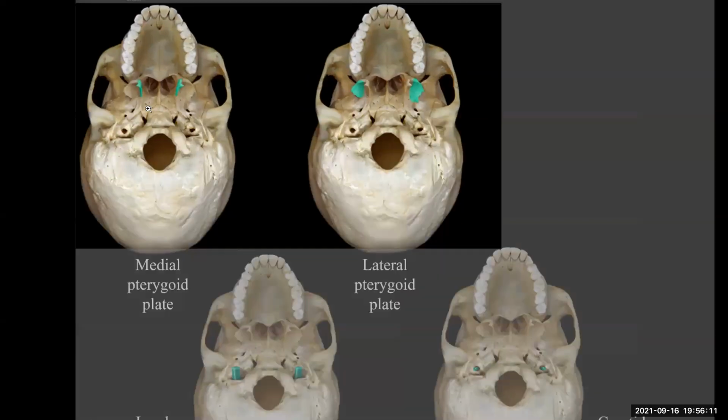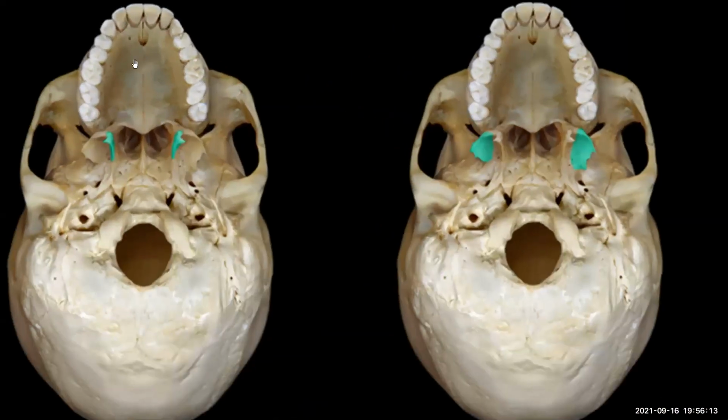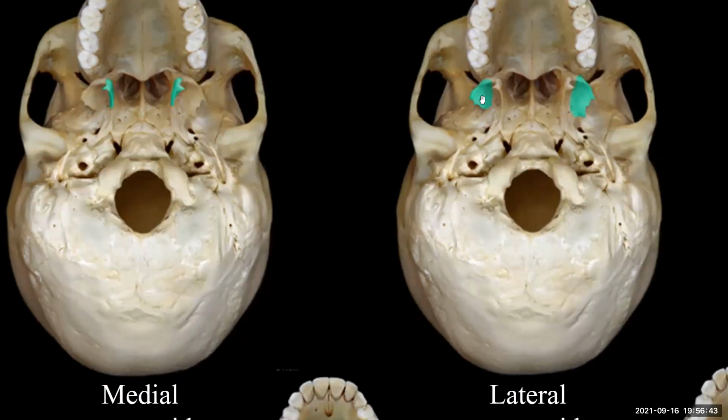Here you can see our hard palate. In the front, the anterior portion, is the maxilla, and back here we have the palatine bones. Further back, you've got this structure here and this structure here, which together are the pterygoid process. Each individual one, the one closer to the middle, is the medial pterygoid plate, and the one out to the side is the lateral pterygoid plate.